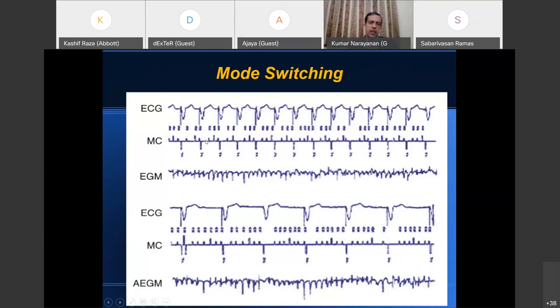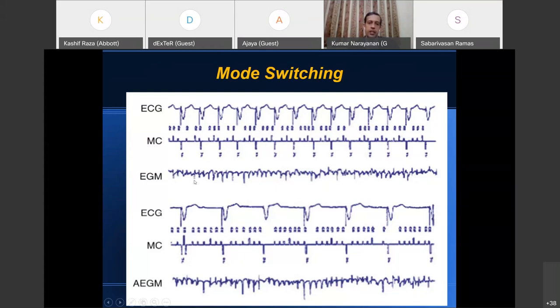So if you see the upper panel, here is the EGM. You can see this very rapid atrial arrhythmia going on. This is almost like atrial fibrillation. And initially, what was happening was that some of these atrial signals were being detected, and the ventricle was being paced pretty fast. But soon enough, through the atrial electrograms, the device detected that there is an arrhythmia going on.